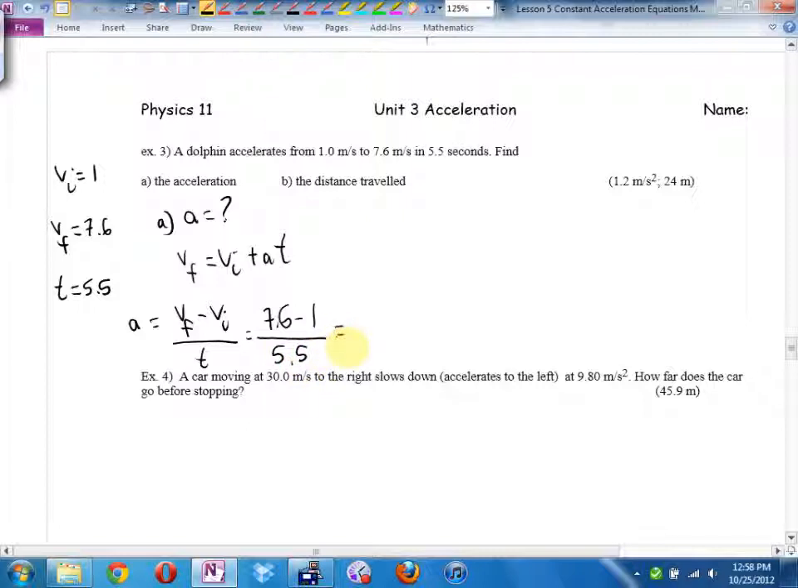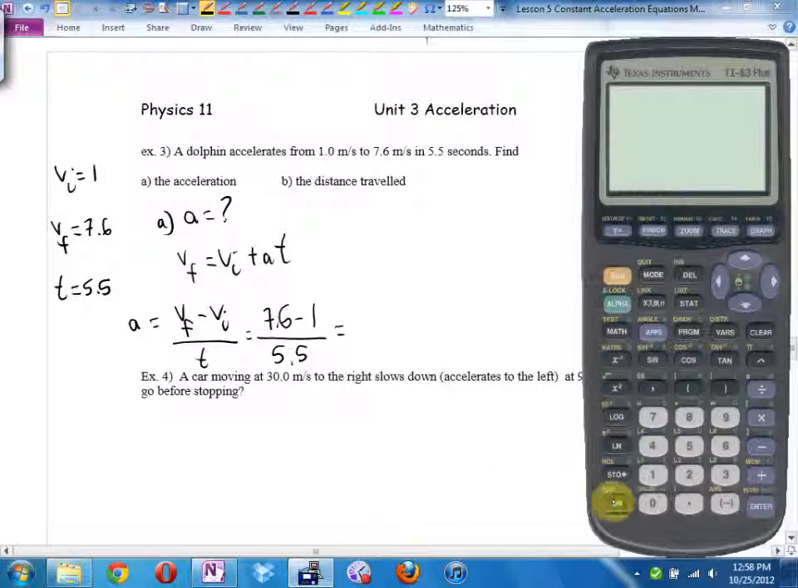Is there more than one number in the top of this fraction? Yeah? Better go brackets. If you're silly enough to do this, that's wrong. Your calculator does not know that you want it to divide the 7.6. It's only going to divide the -1. That's bad. It's 7.6 minus 1, divided by 5.5.